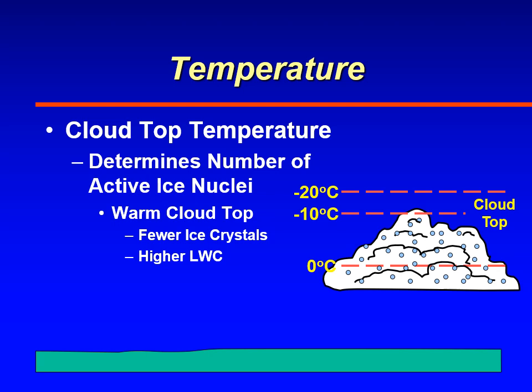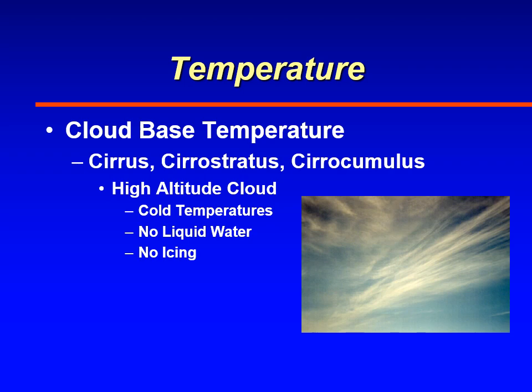However, if the cloud top temperature is warm, we're saying temperatures of maybe -10 or warmer, then there are going to be fewer ice nuclei active, and as a result, you're going to have a lot more supercooled liquid water and a lot more icing in cloud. So, of course, it goes without saying that very cold clouds like cirrus, cirrostratus, and cirrocumulus don't have any liquid water. They're mostly ice crystals because of their very cold temperatures. As a result, those types of clouds don't have any icing.